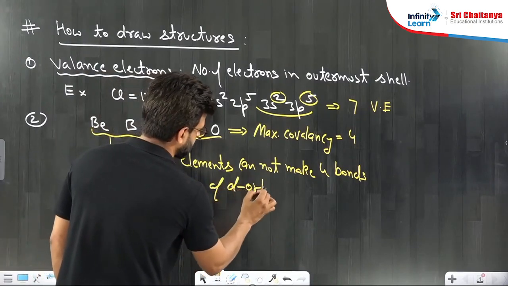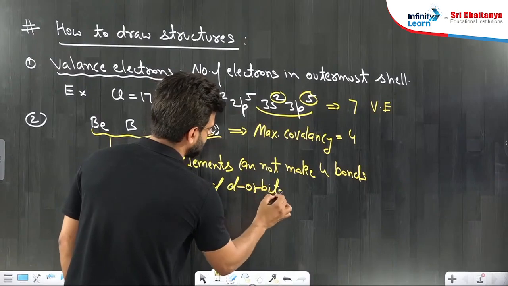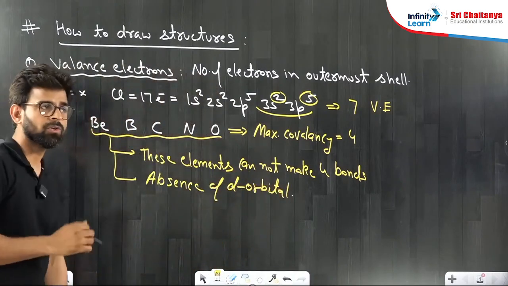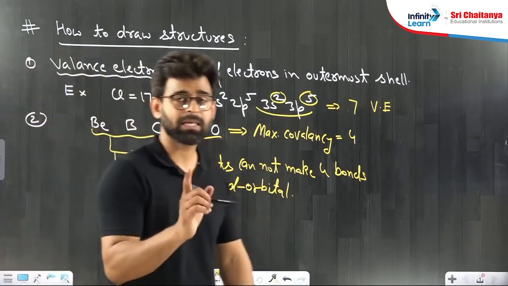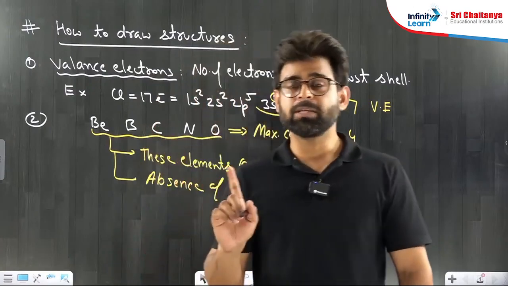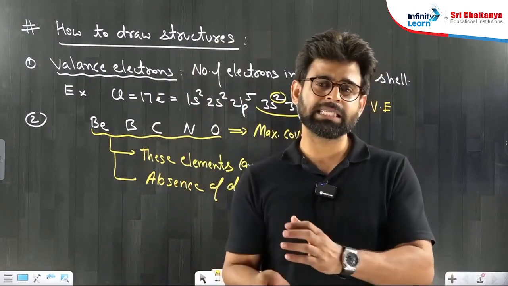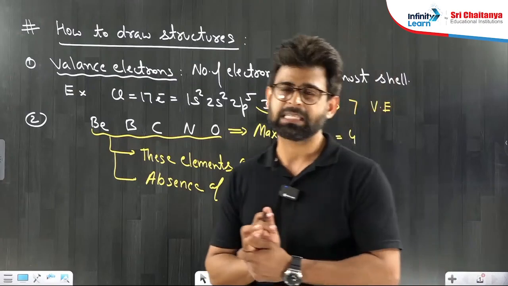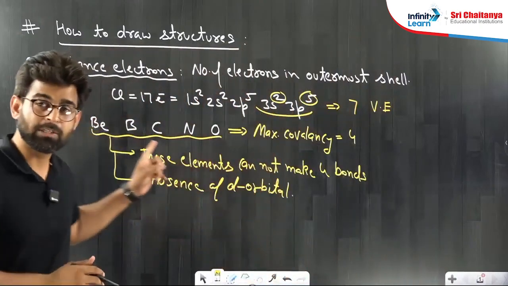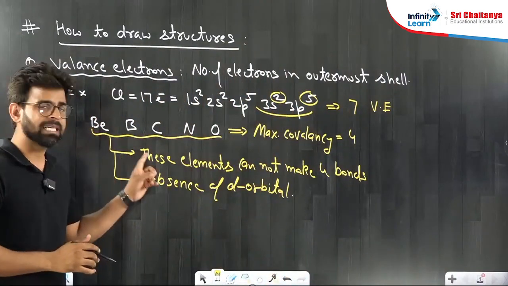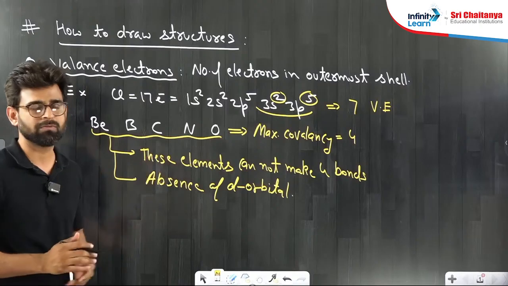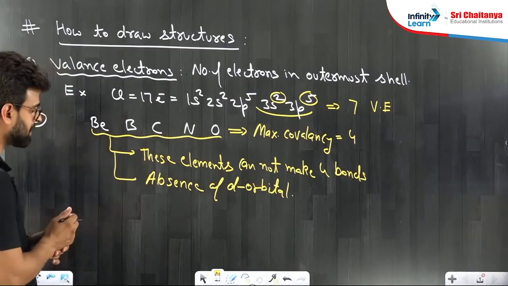Very, very important point. So we did 2 points up to now. To draw structure, we need these 2 points. First point, you should know the meaning of valence electrons and which element is having how many valence electrons. And the second point is, you should remember that these few elements cannot make more than 4 bonds. Very, very important point. Clear?